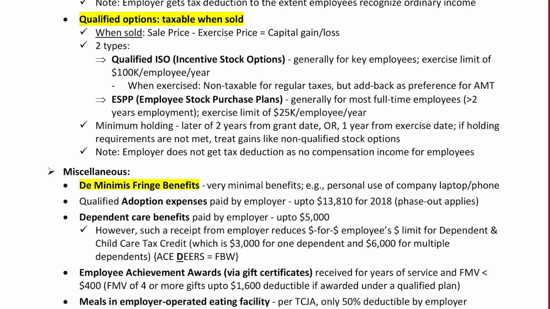De minimis fringe benefits. These are very minimal benefits, for example, personal use of the company phone. Qualified adoption expenses which are paid by an employer. Dependent care benefits which are paid by an employer. Employee achievement awards via gift certificates which are given by the employer to the employee. Again, there are limitations out here.